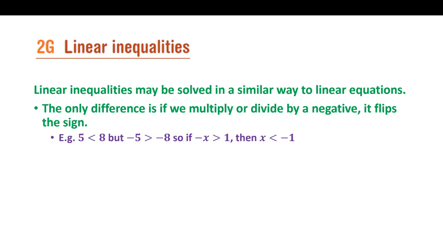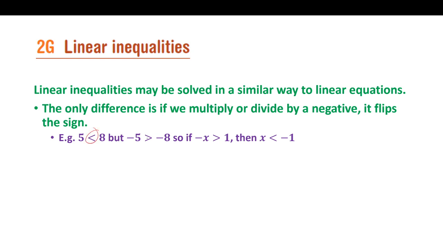Okay. So the reason why we do that is if we have a look at just some numbers, 5 is less than 8, as we all know, but if I put a negative on both of them, then I get -5 is actually greater than -8, so it actually flips the sign around when I do that negative. So if negative x is greater than 1, then x would be less than -1, okay? So it just flips that sign around.